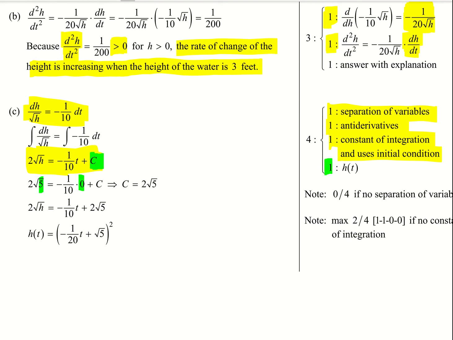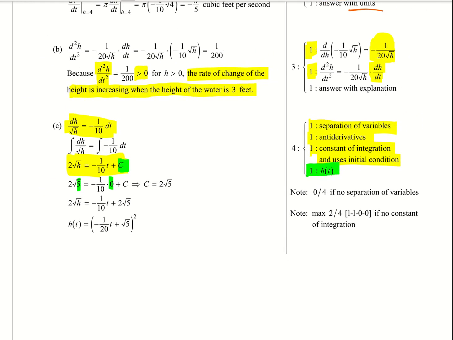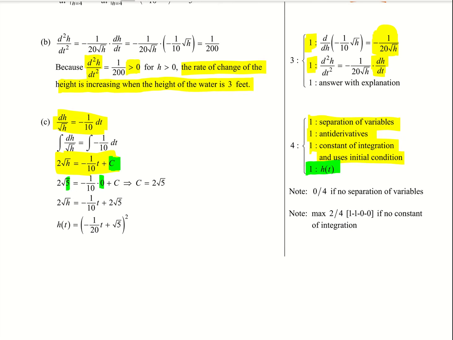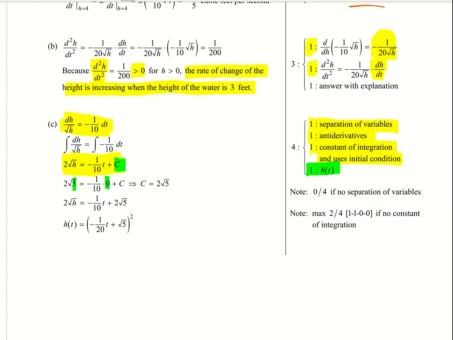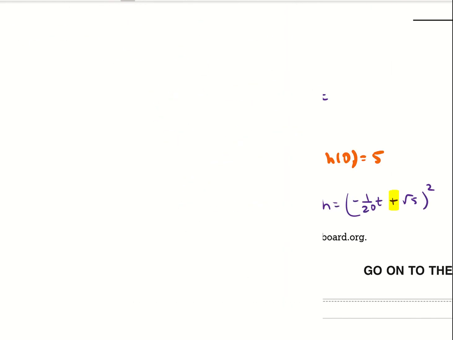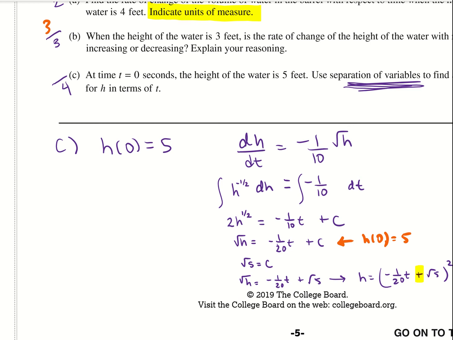And then the final point, the fourth point, comes from isolating h. So you can't leave it as root h. You must isolate it. If you do not separate the variables, you will not get any points. And if you don't have the constant of integration, you don't write plus c, then unfortunately, the most you can get is 2 out of 4 points. But we did those things, and so we will get, for this one, all 4 points. So that's how you get a 9 out of 9 on this FRQ.